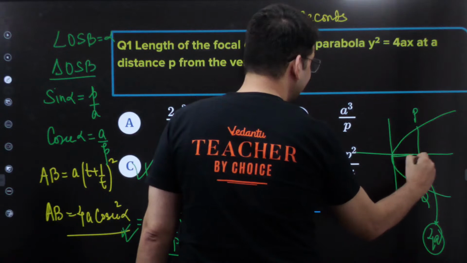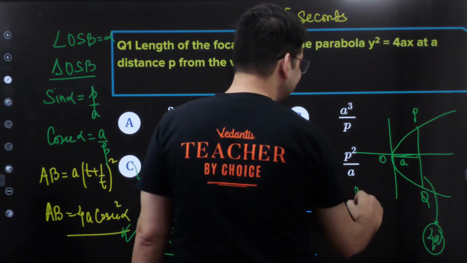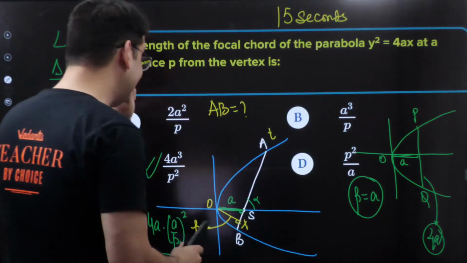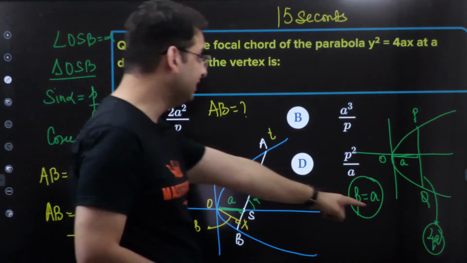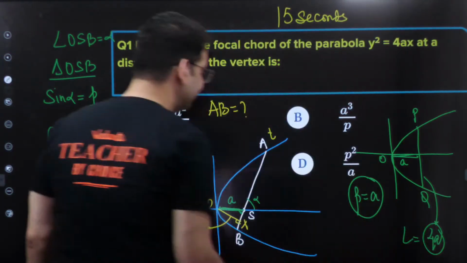What is P here? P is the distance of this focal chord from the origin. This is A, so P is equal to A. Whenever you put P as A, you should be able to find that the length should be 4A.